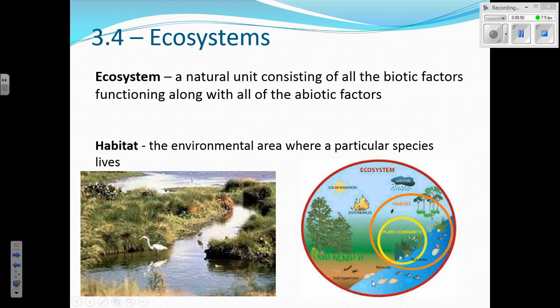This is a good picture to kind of visualize it. Here's the ecosystem. And then within ecosystems, there are habitats. And within habitats, there are communities. They're all interacting with each other. They're all connected.